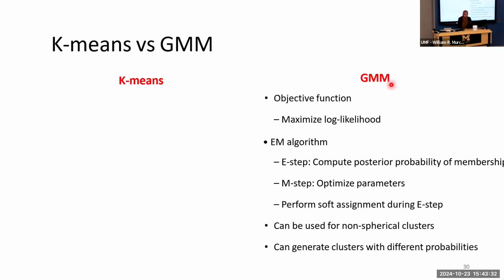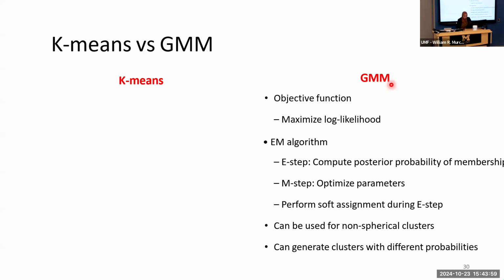The EM algorithm is mainly a four-step algorithm. After the initial step, which we don't discuss, we have the E step and the M step. The E step is to compute the posterior probability of membership, and the M step is to optimize my model's parameters. I perform soft assignments during the E step. I keep doing this until convergence.